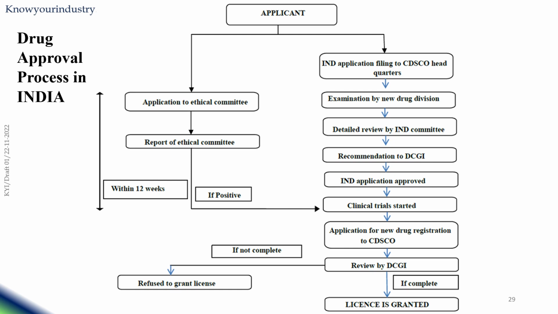Meanwhile, on the other side, when the application goes to the ethical committee, it prepares a report, and if it is positive, within 12 weeks, we can start clinical trials. After clinical trials, application of new drug registration goes to the CDSO. Then it is reviewed by the DCGI. If it is complete, then license is granted. If it is not complete, then it is refused to grant license. This is all about the drug approval process in India.